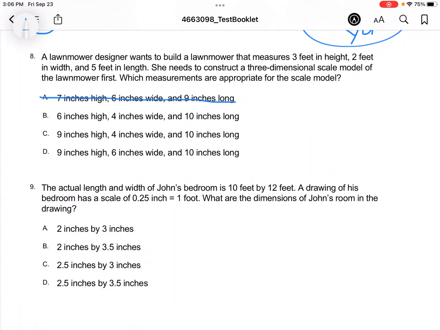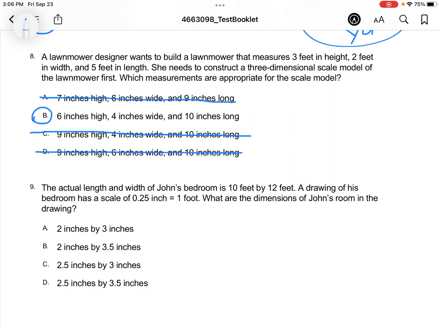6 divided by 3 is 2. 4 divided by 2 is 2. 10 divided by 5 is 2. So I think the answer is B. 9 divided by 3 is 3. 4 divided by 2 is 2, so that's out. 9 divided by 3 is 3. 6 divided by 2 is 3. And then 10 divided by 5 is 2. So it's definitely B because you have to have the same scale factor all the way around.